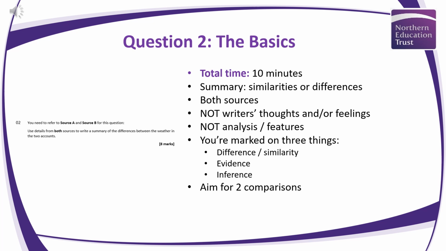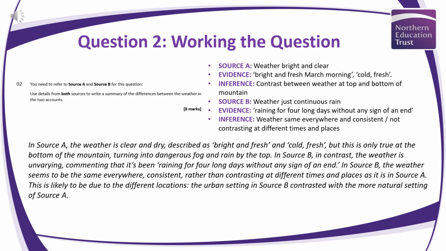If you analyse, so if you zoom in on words and features and so on, it's not that you lose marks, you just don't gain anything, so it's a waste of time. So here, for example, we might pick out the fact that in source A, the weather is bright and clear at the beginning, whereas in source B, the weather basically involves continuous rain. So that's my difference, right? We've got positive, bright, clear weather in one, and rainy, depressing, continuous weather in the other.